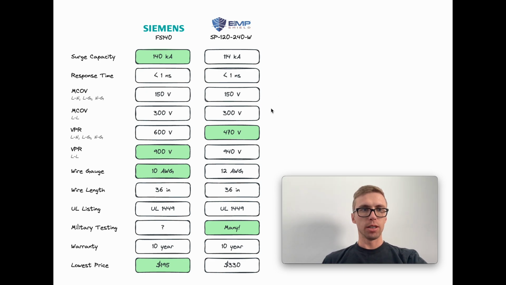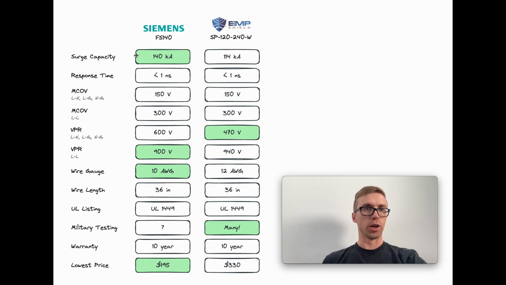For the EMP Shield, we have a very low VPR for line to neutral, line to ground, and neutral to ground at 470 volts. That I think is probably one of the best things that I've seen about this unit. That, as well as the military testing, it's actually really impressive. But yeah, both units look great to me.